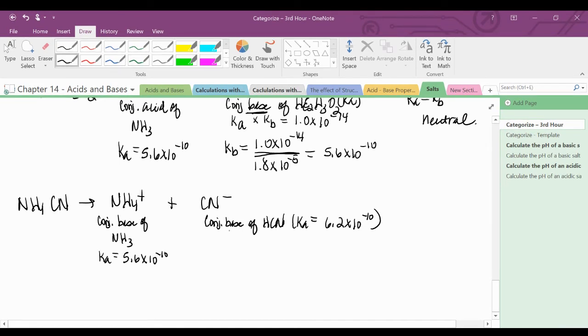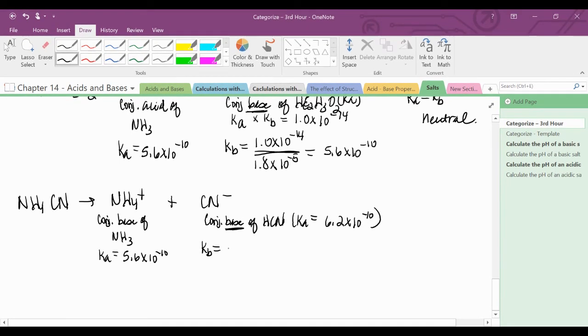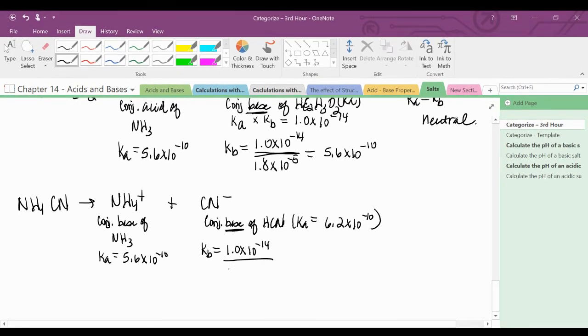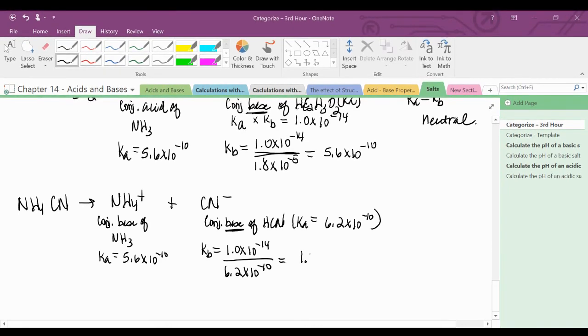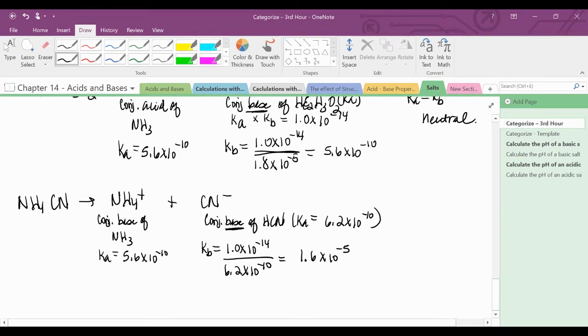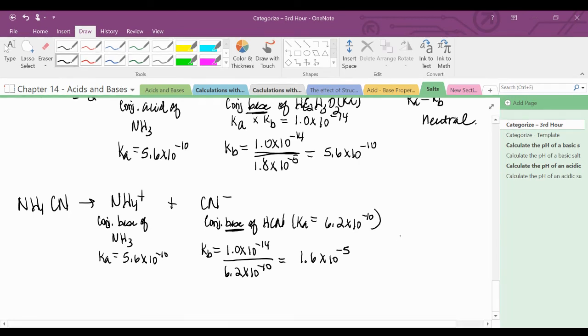Now, if this is a conjugate base, we're going to need a Kb value. So we're going to take Kw and divide it by Ka. And we're going to get 1.6 times 10 to the negative 5. So in this case, my Kb value is bigger than my Ka value. So this means my salt is basic.